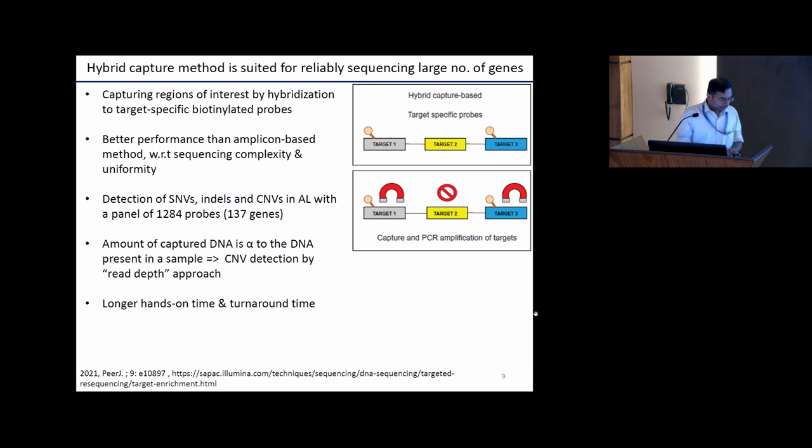So the first step in this assay actually is to design the capture probes by identifying the target region which you want. And once you design the probes, the regions of interest are captured by hybridization to the probes which you have designed, which have biotin labels, right? And this method has better performance than the amplicon-based method with respect to sequencing complexity and uniformity, right? We use it to detect SNVs, indels, and CNVs in acute leukemia with a panel of 1300 probes for 137 genes. And the amount of captured DNA in this method is actually proportional to the DNA present in the sample, and that is useful in CNV detection using the read depth approach. And there is only one downside: it has longer hands-on time and longer turnaround time as compared to the amplicon-based method.